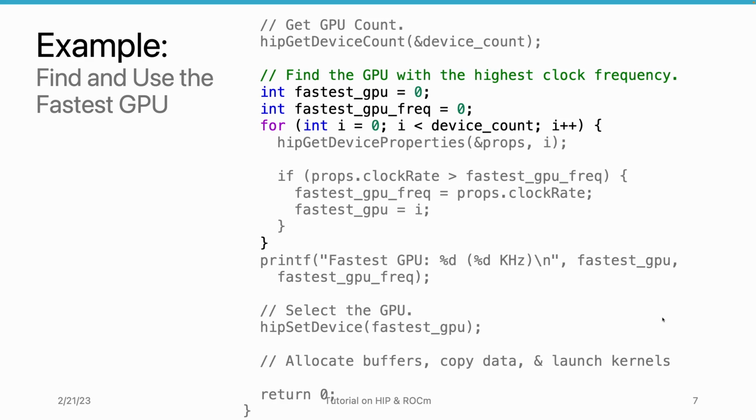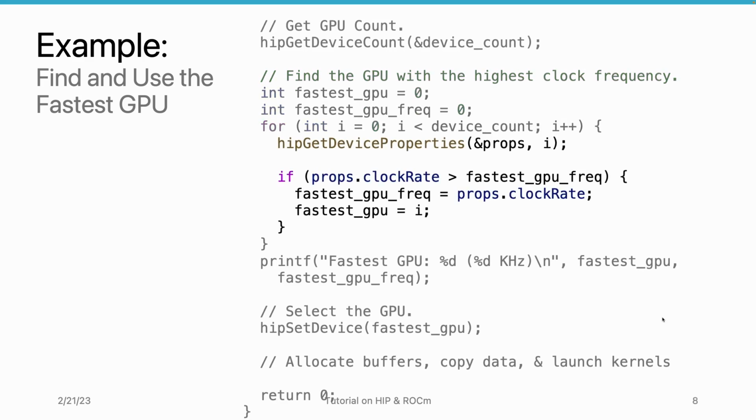Now in the body of this loop, we first use this API called hipGetDeviceProperties. We pass the pointer to the props so that this props struct can be modified by this function. And we also need to specify i here because we want to specify which device we're getting the properties of. So props is a struct, it contains many fields. We'll introduce it in the next slide. But here, we only use the field called clockRate, which is the core frequency that the GPU runs at.